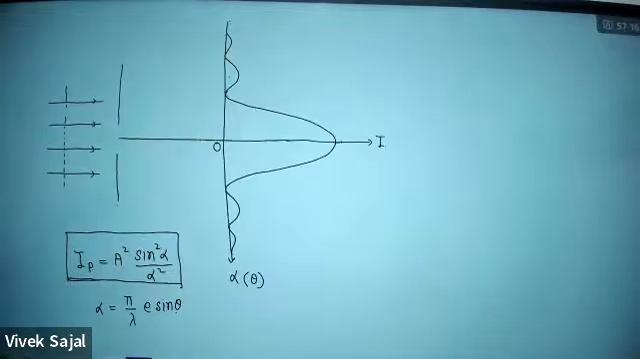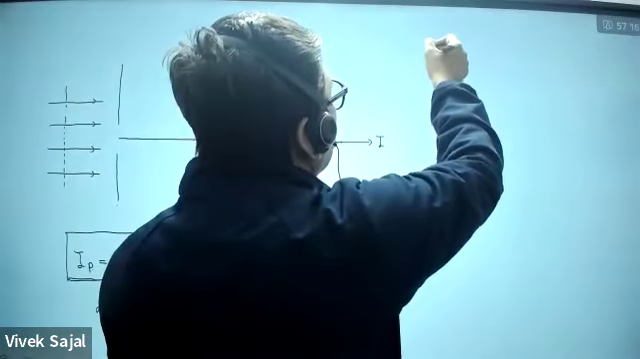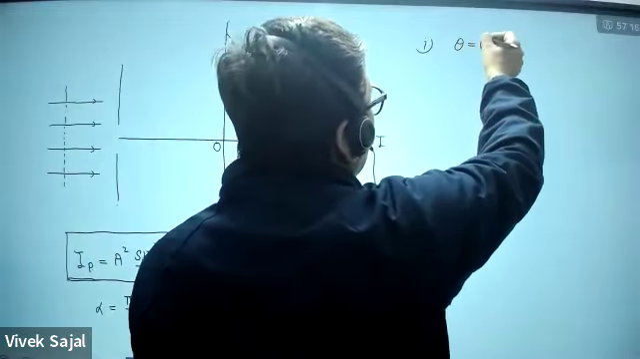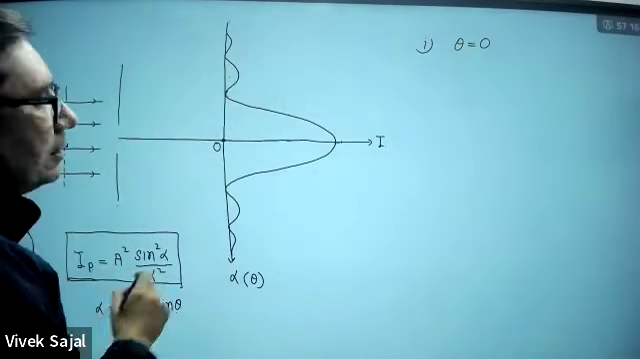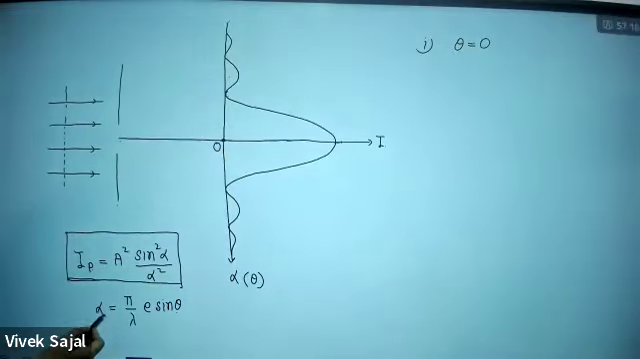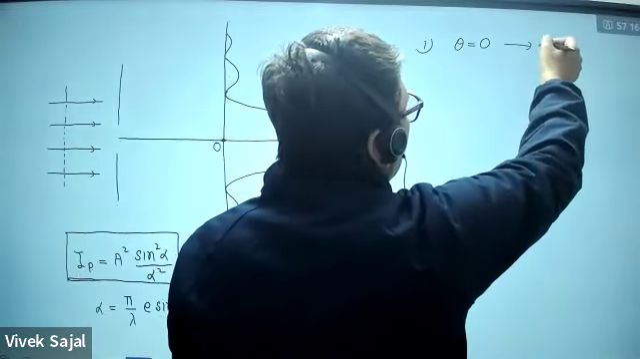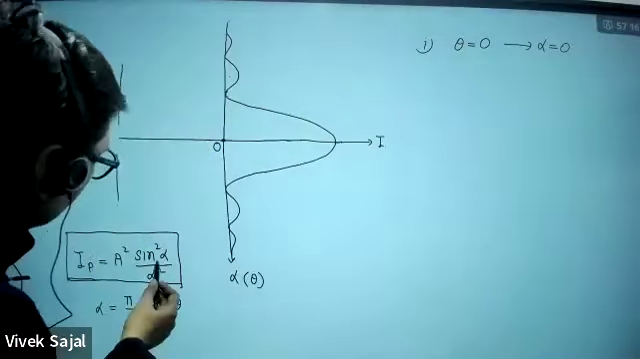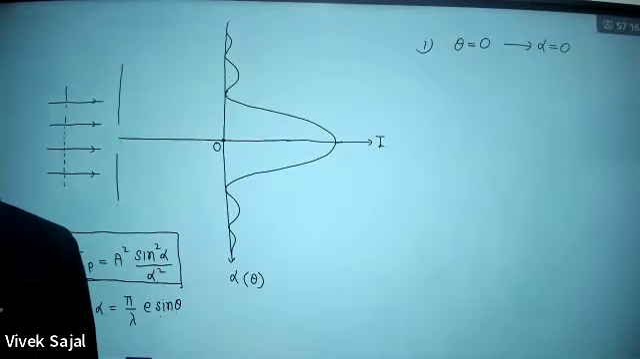Okay, so first we will start with theta is 0. Suppose you consider theta equal to 0. So where will be the point corresponding to theta equal to 0? This will be the point. So if theta is 0, then alpha is 0. Theta is 0 is saying that alpha is 0. And this is sine alpha upon alpha.